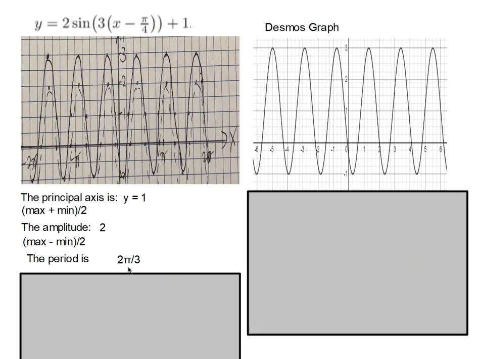And lastly, the period is 2 pi on 3, as we talked about earlier. It's 2 pi divided by this number here. Or there are 3 complete cycles over 2 pi. Here is 0 to 2 pi. And you can see there is 1 cycle, 2 cycles, and 3 cycles in that. So the period is 2 pi over 3.